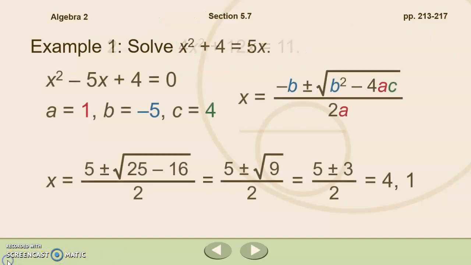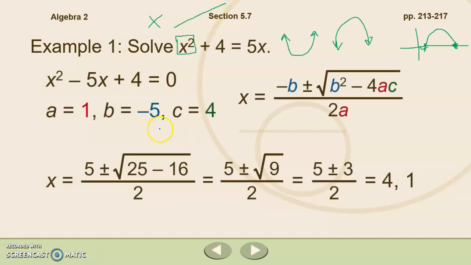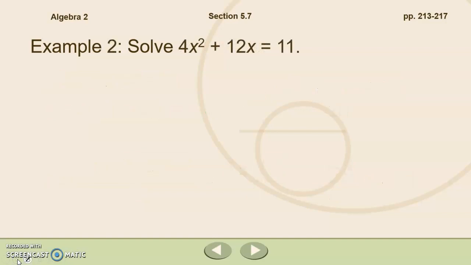Now, we could have solved that one by factoring. Let's go back really quickly. If you take a look at that, we know that 2 factors of 4, that when multiplied equal positive 4, but when added equal negative 5, are negative 4 and negative 1. We could have then set each of those equal to 0 and found out that x equals 4 or x equals 1. The same thing we found with the quadratic formula. So the quadratic formula works when you can factor, if you would rather use that instead of factoring.